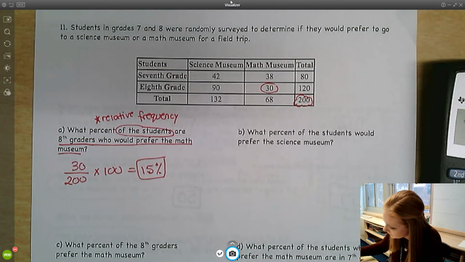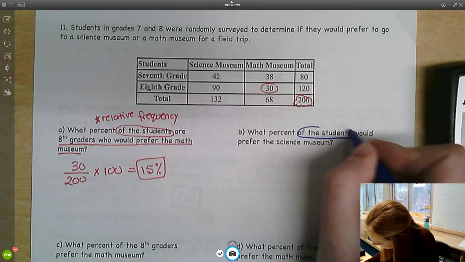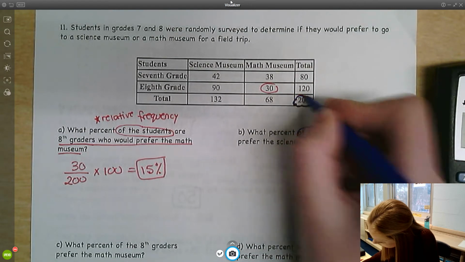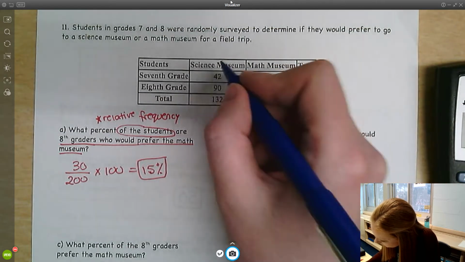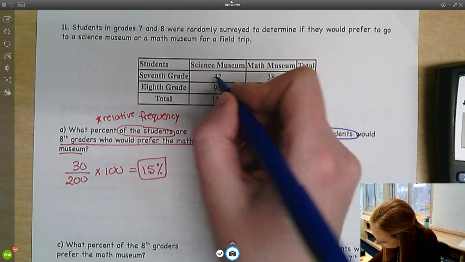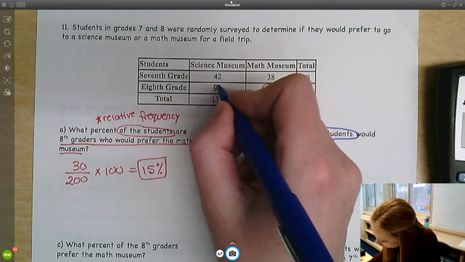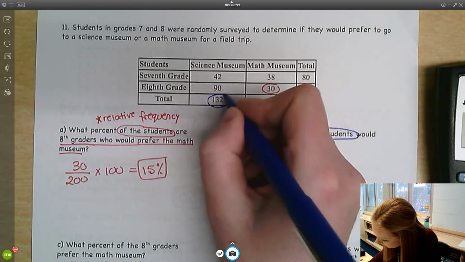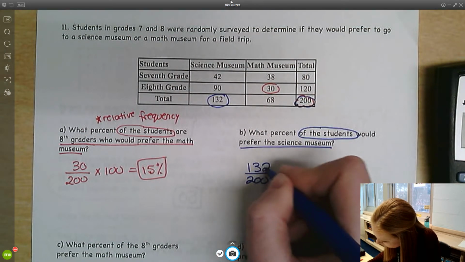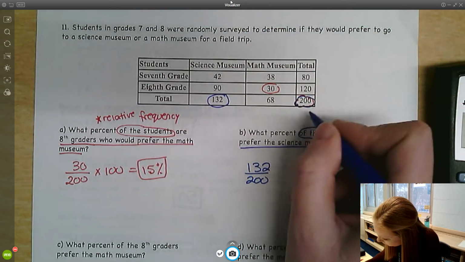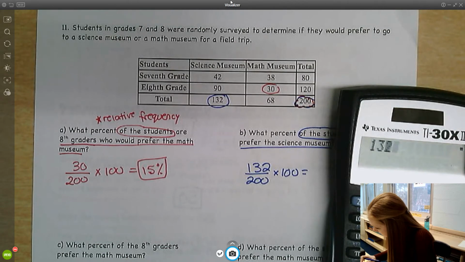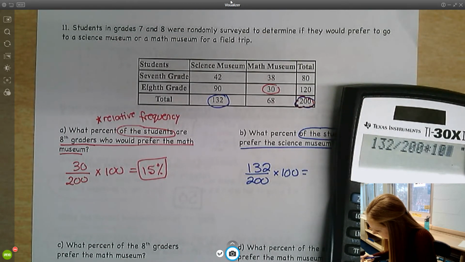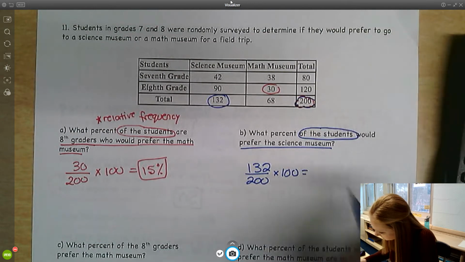What percent of the students, again, 200 total students, would prefer the Science Museum? Well, we have 42 who preferred the Science Museum in 7th grade, 90 in 8th grade. 132 are preferring the Science Museum out of all of the students. %.